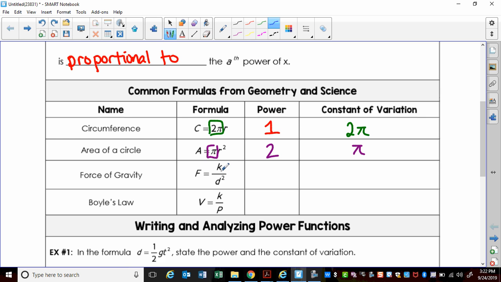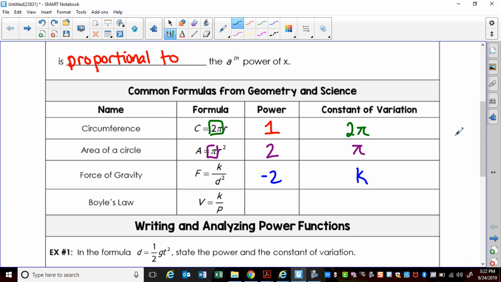Again, we have this one's a fraction, so k is a number divided by the variable, which is d squared. The power is actually in the denominator. To move it to the numerator, we have to subtract it. So this is going to be -2 if we move it to the numerator, to the top. The constant of variation is the number in front of your variable, which is k.